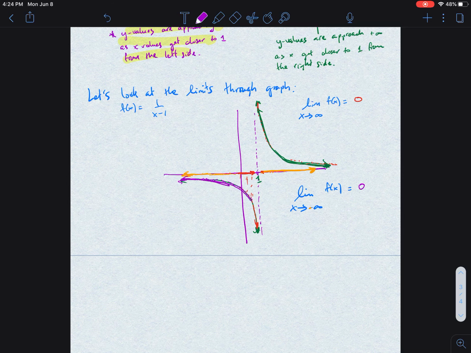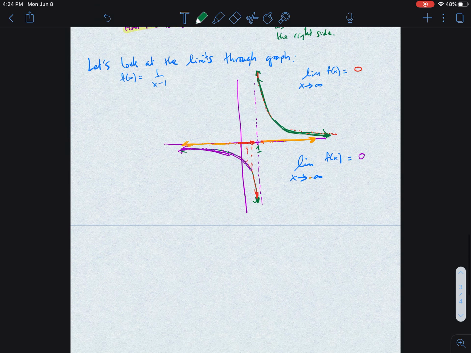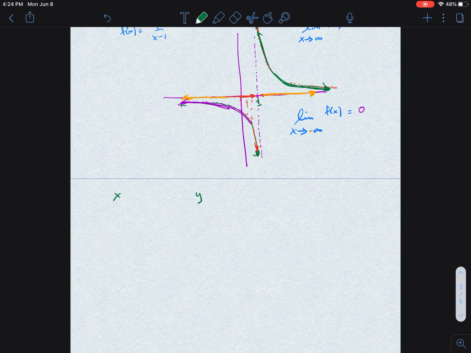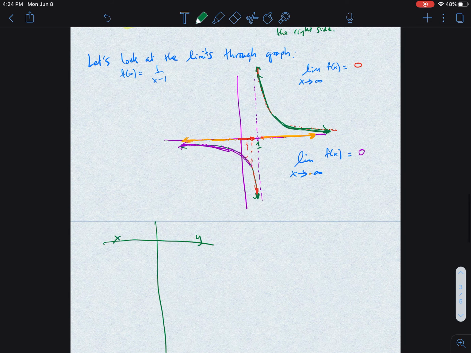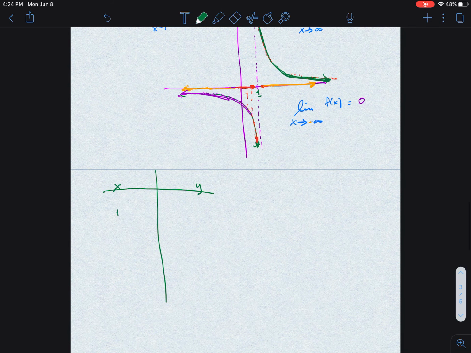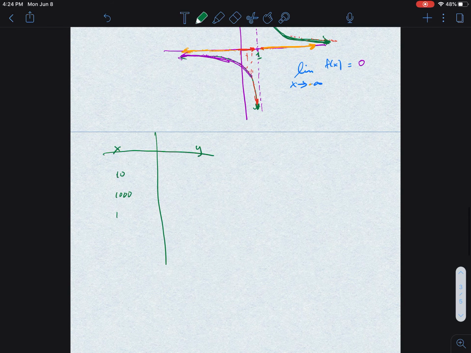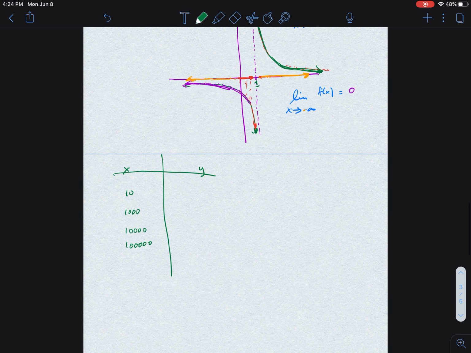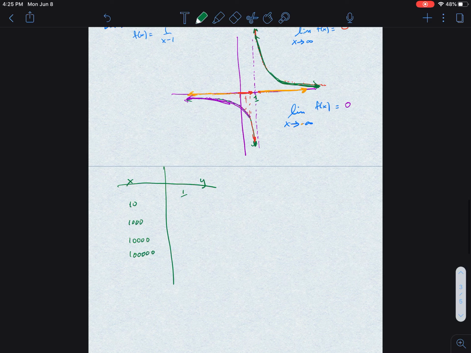Okay, so if that doesn't make sense, let's look at this through a table. Here's x, here's y. Let's pick some numbers where x approaches infinity. So maybe try 10 for x, 1,000 for x, 10,000 for x, and 100,000 for x. Let's see what the y value is doing. So if we plug these numbers in for x, we get 1 over 10 minus 1, so that's 1/9. 1 over 1,000 minus 1, so that's 1 over 999. And then 1 over 10,000 minus 1, so that's 1 over 9999.